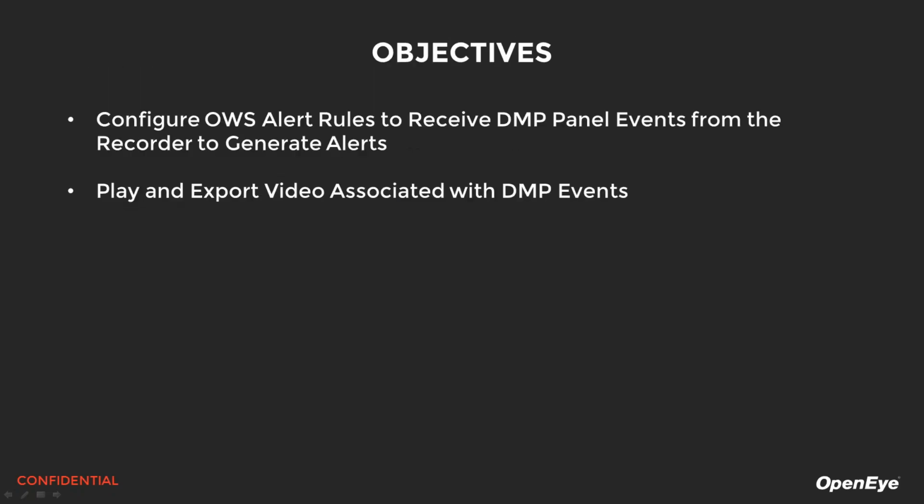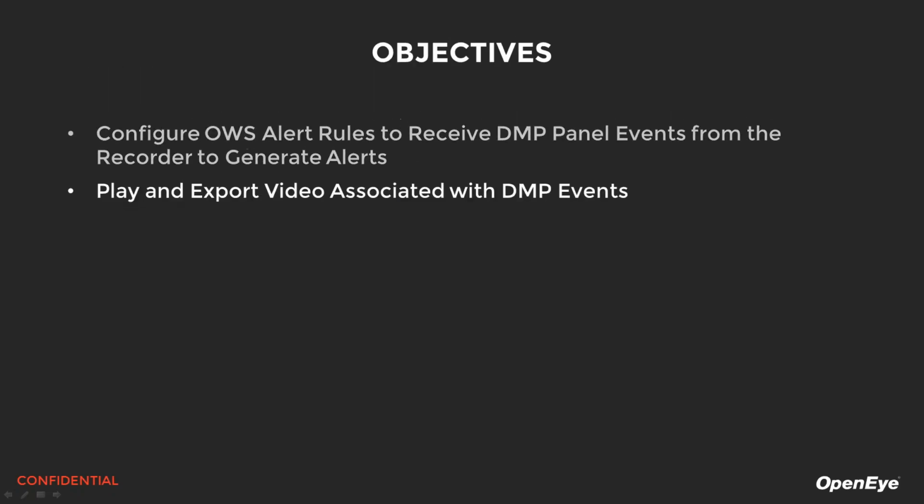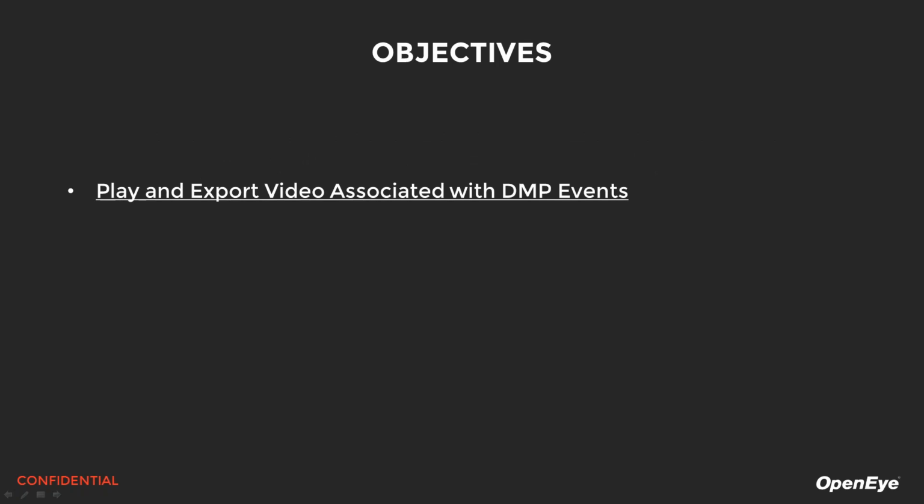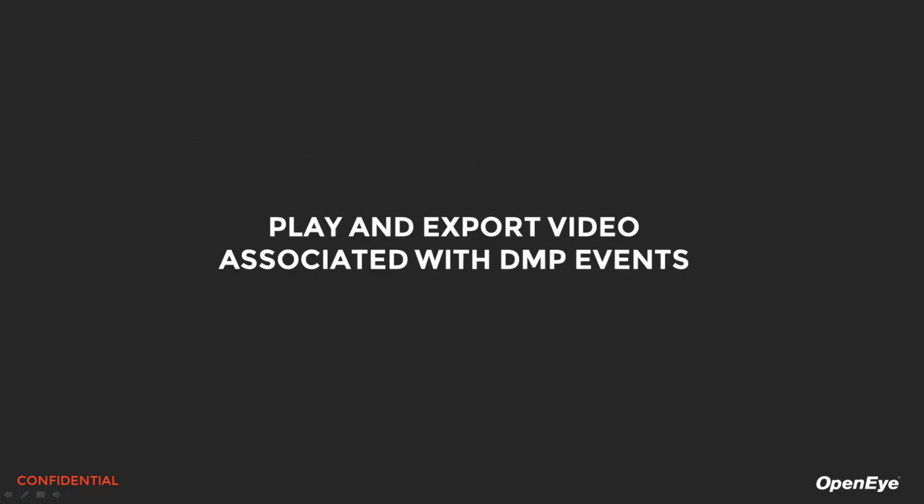And now that the OWS alert rules are properly set up, let's review how to play and export video associated with the DMP events. Playing and exporting OpenEye video associated with DMP events is video verification at its finest. Video events are easily exported to the OWS cloud and can then be shared with anyone using any browser. Let's look at how we review the alerts, play their associated video, and then export that video to the cloud. Let's start by looking at the alert history.